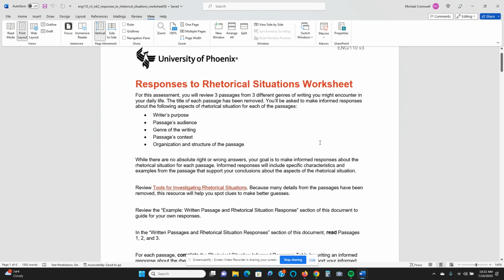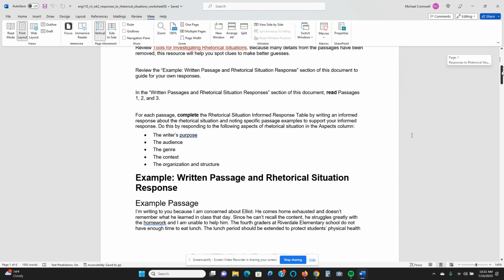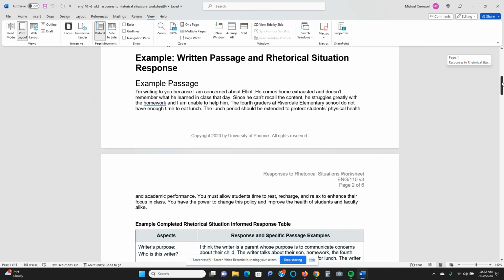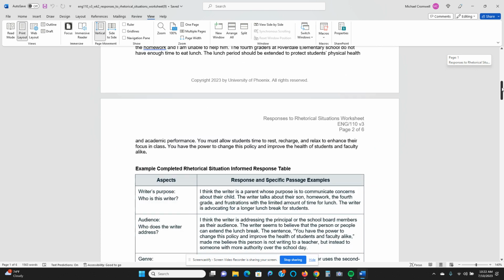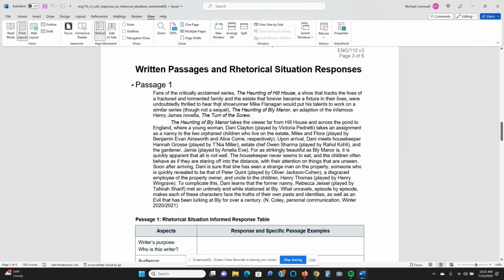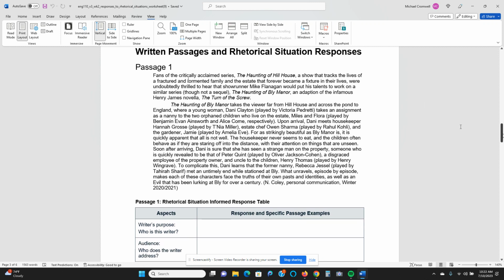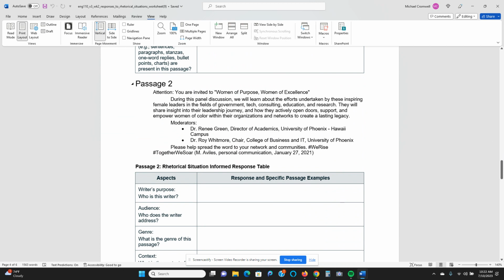Okay, so read these instructions at the top, all of them, and then what you're going to actually have to do is you have three passages you're going to have to read and evaluate and respond to. Okay, this is passage 1. Here's passage 2.